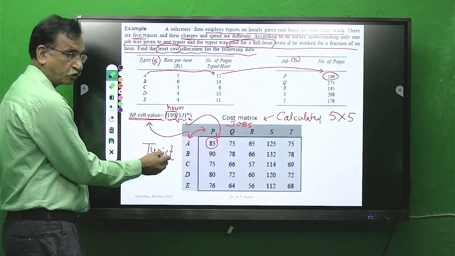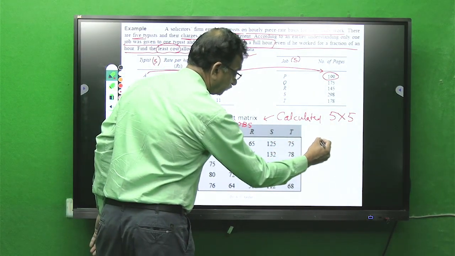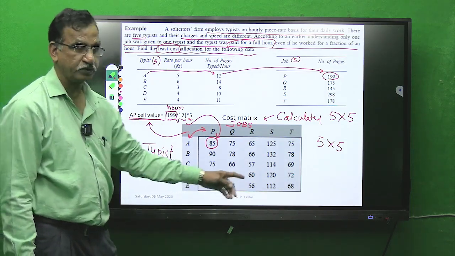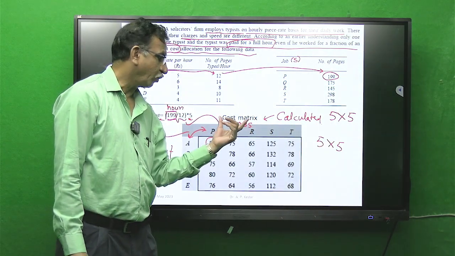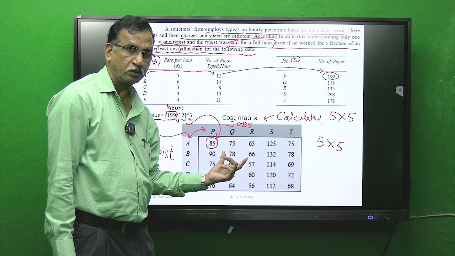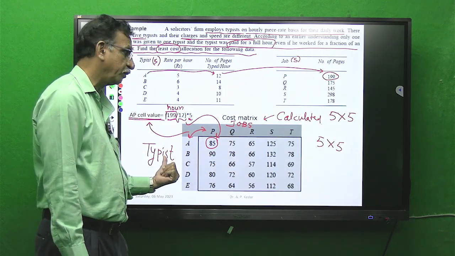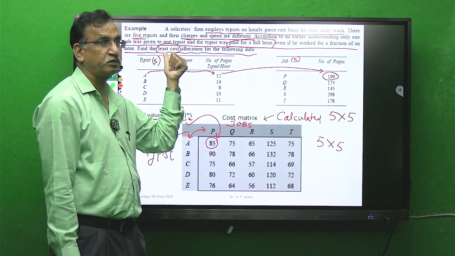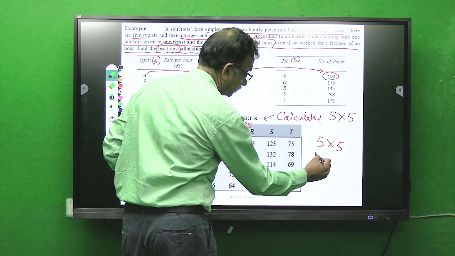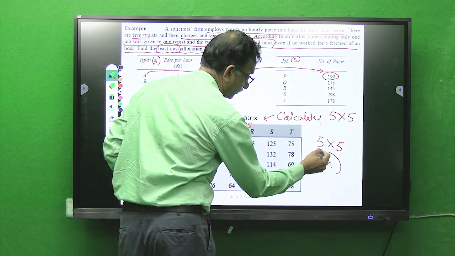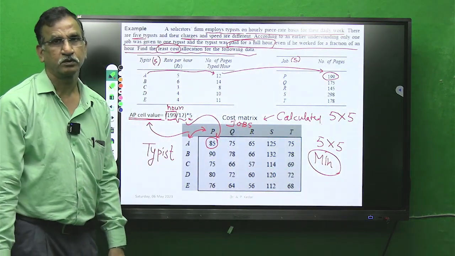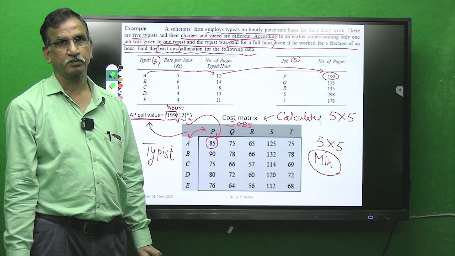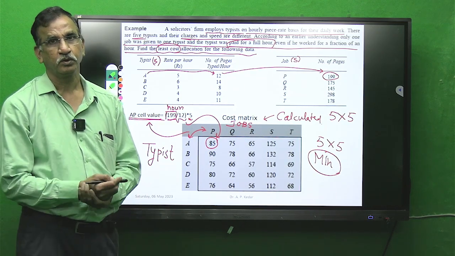Now here, students, this is a conventional 5 by 5 cost matrix, where we have to assign the typists to jobs with the objective function of least, which means minimize. So we have to solve this for minimization. We have seen a lot of problems pertaining to this variety. How to solve a minimization type of assignment problem, and the method you know, the Hungarian method.